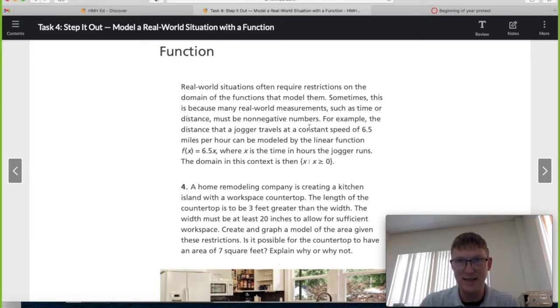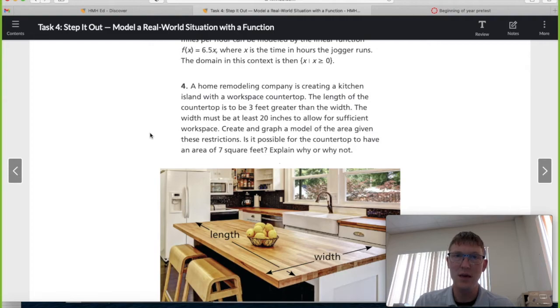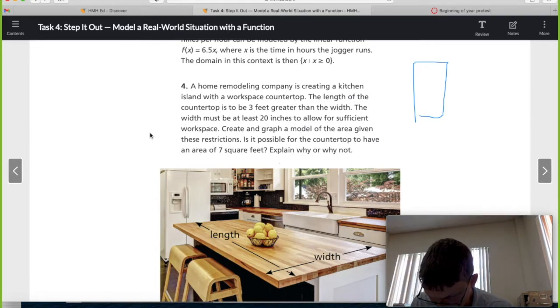A lot of times we just write down these numbers, and then we have all the stuff, and it's like, just read the actual problem and think about what they're asking about. So their example is a home remodeling company is creating a kitchen island with a workspace countertop. The length of the countertop, so there's my little sketch, is 3 feet greater than the width. So we've got our width plus 3.